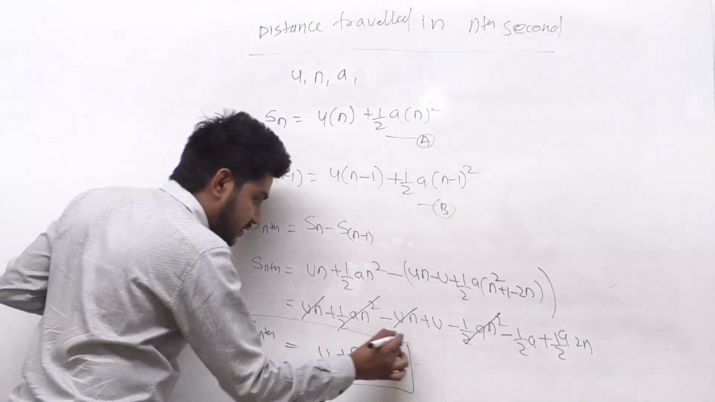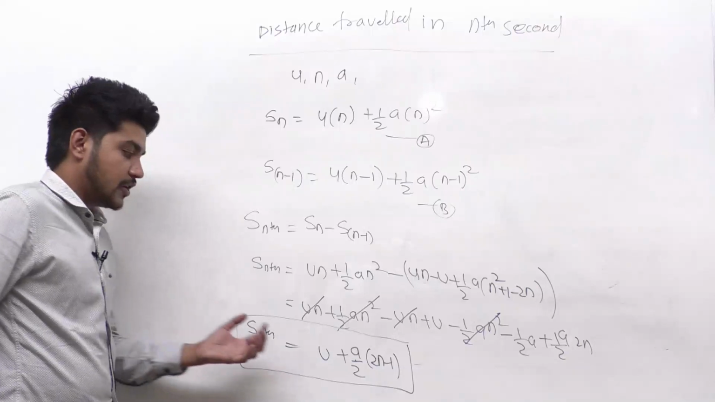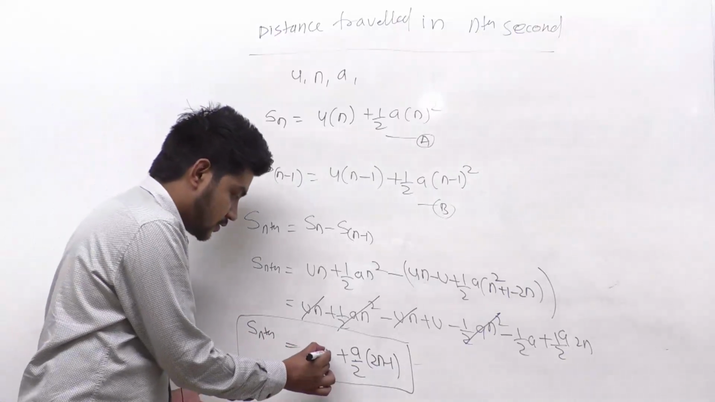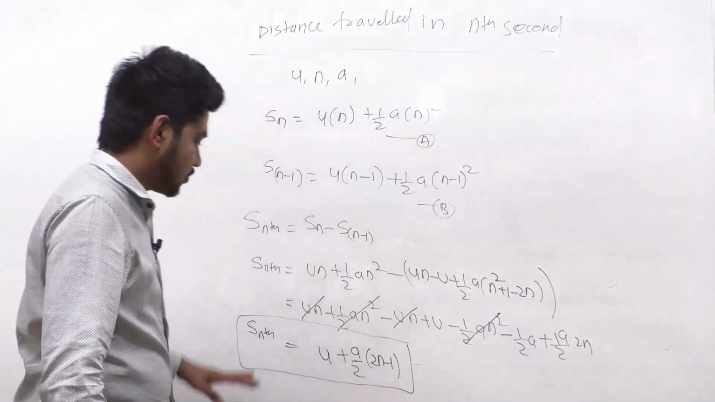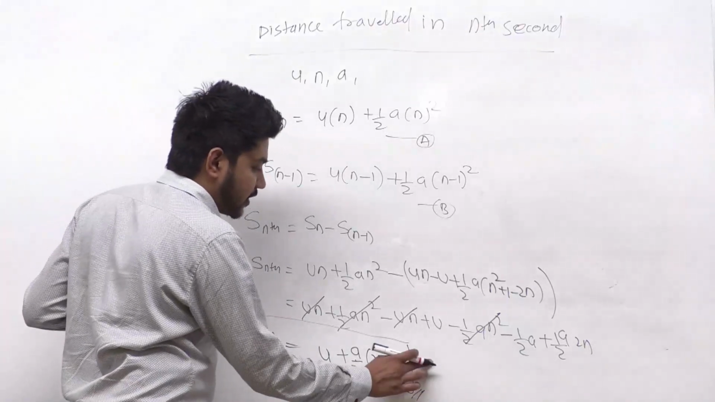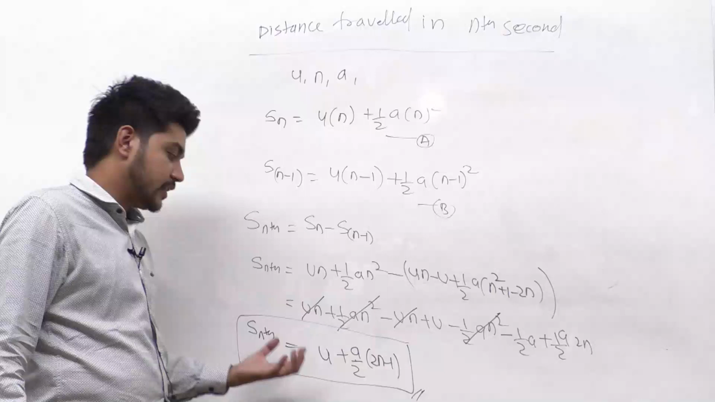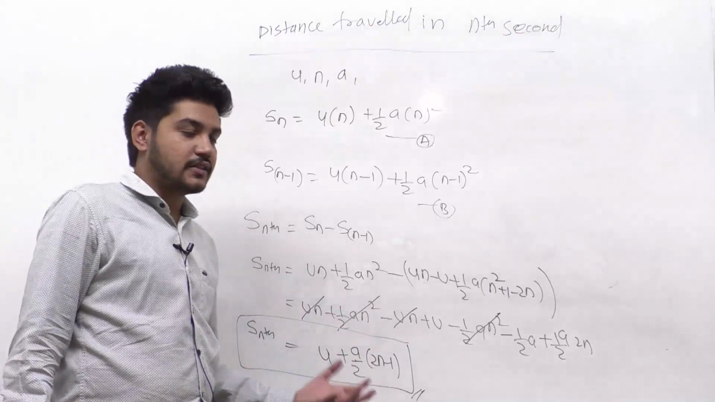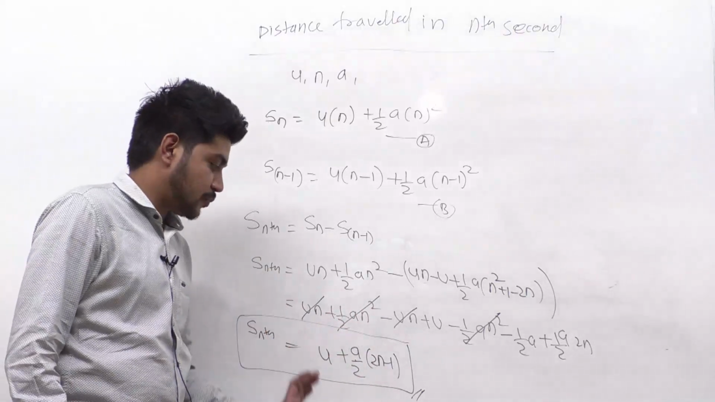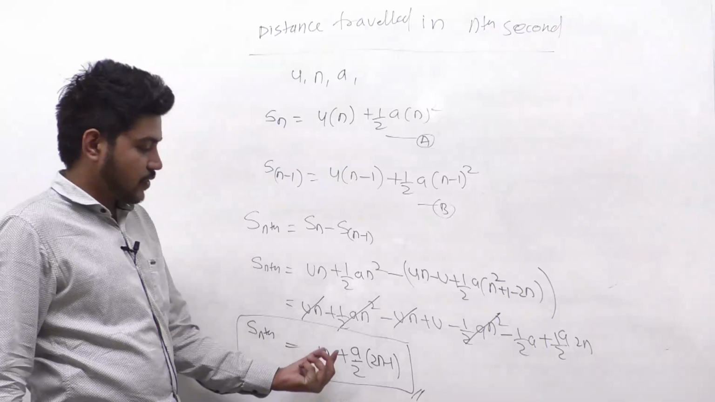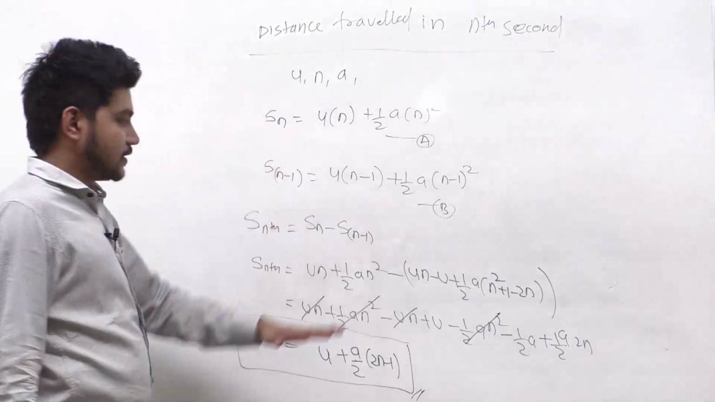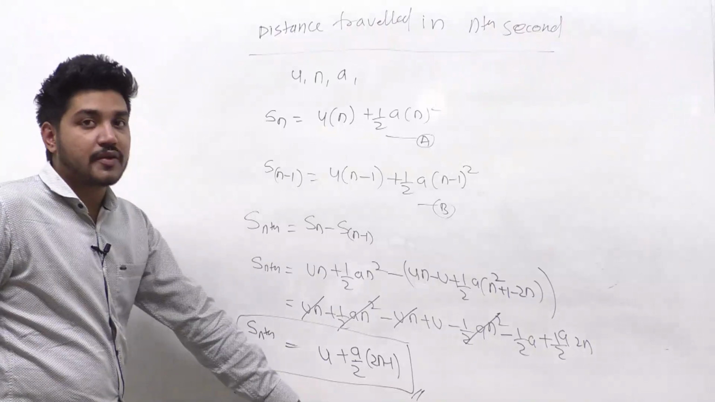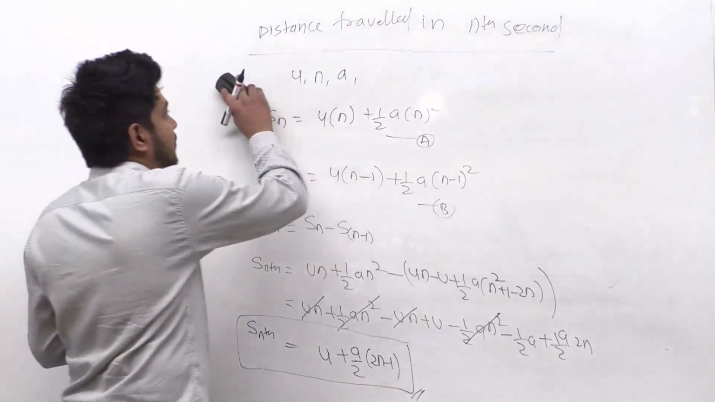So distance travelled in nth second is how much? Initial velocity u plus a by 2 into (2n minus 1), okay? So this is the result. Over here you must remember that the initial velocity and acceleration and everything are positive. So u plus half a (2n minus 1). So I'm erasing this again. This is also one of the important results.